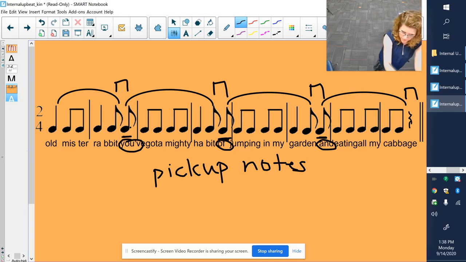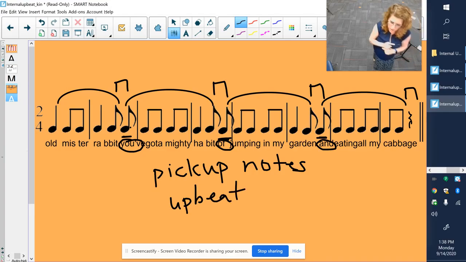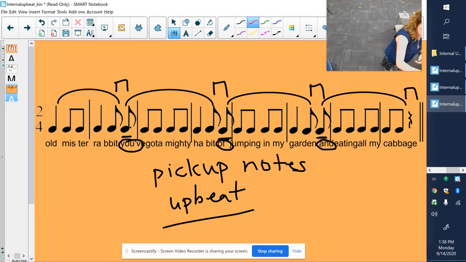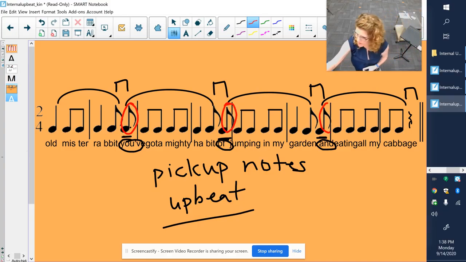Remember, measure is what comes in between the two. You will also hear it called an upbeat. But in my whole time of being a musician, I've only ever used the word upbeat when teaching. As a professional singer and musician, I've always used the term pickup notes. So there are 1, 2, 3 pickup notes in Old Mr. Rabbit.